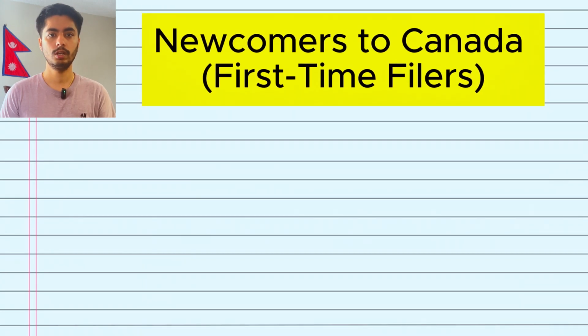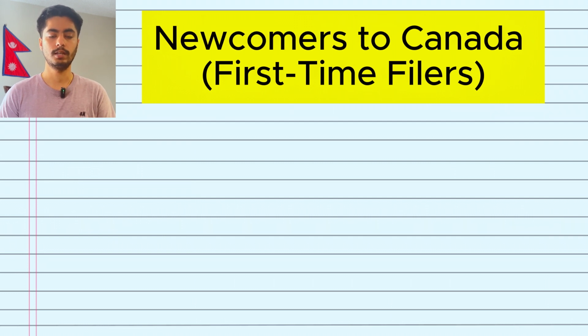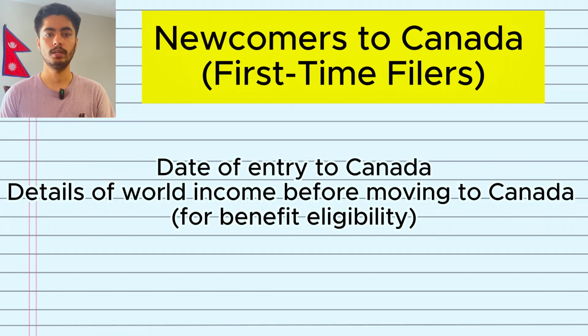If you are a newcomer to Canada and filing the tax for the first time, you need to provide your date of entry to Canada, and you also need to disclose your world income before moving to Canada for the benefit eligibility. So in the tax year, if you have earned any income in other countries before you moved to Canada, you need to disclose that as well.